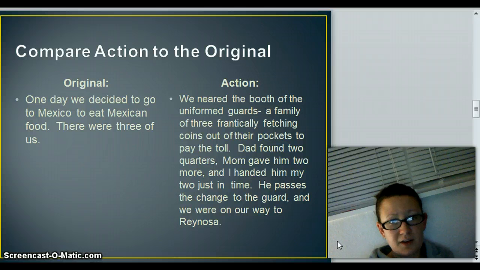So take a look at how they compare. Remember, the original said, "One day we decided to go to Mexico to eat Mexican food. There were 3 of us." Now look how it is when we revise it. "We neared the booth of uniformed guards, a family of 3 frantically fetching coins out of their pockets to pay the toll. Dad found 2 quarters. Mom gave him 2 more, and I handed him my 2 just in time. He passed us the change to the guard, and we are on our way to Reynosa." It's a bit more exciting, don't you think?